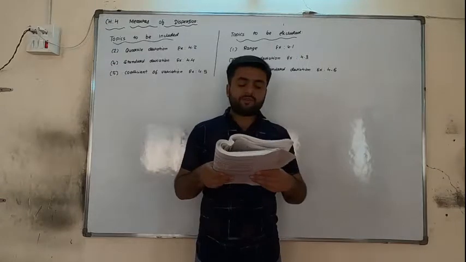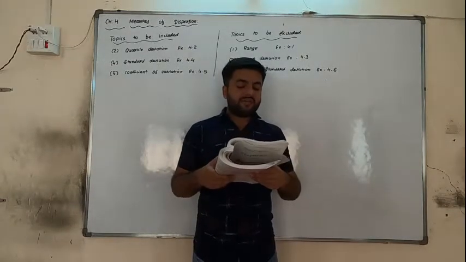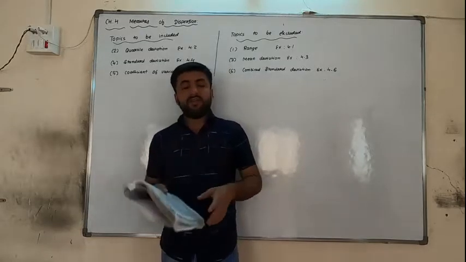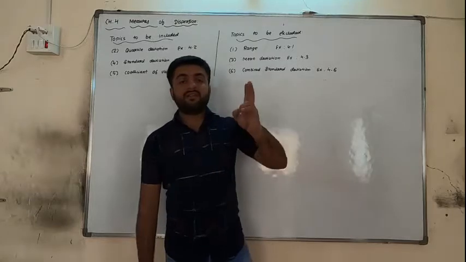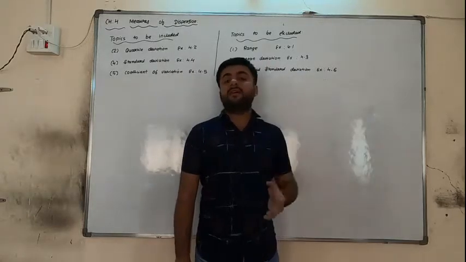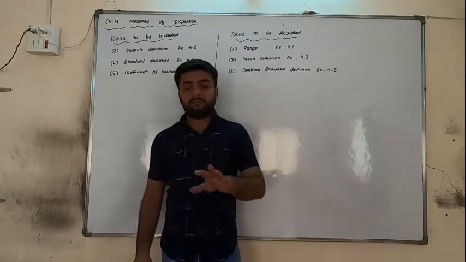An absolute measure is not useful for comparison of variability of two or more sets of data having different units of measurement. Okay, it is not useful for comparison. Some are in kg, some are in grams, some are in milligrams, then some are in meter, liter. Then that thing is not easy to compare.